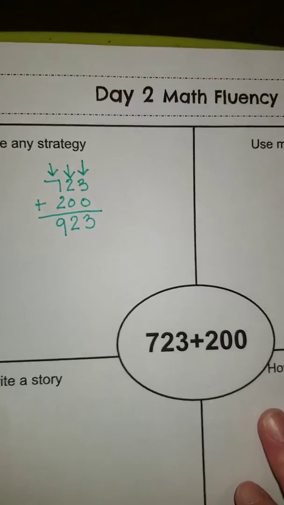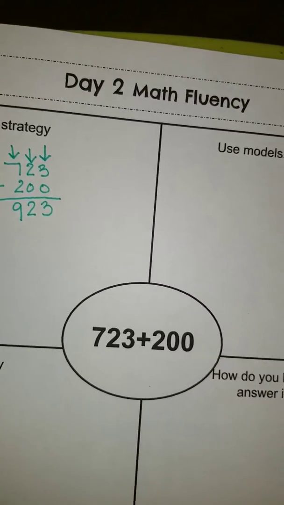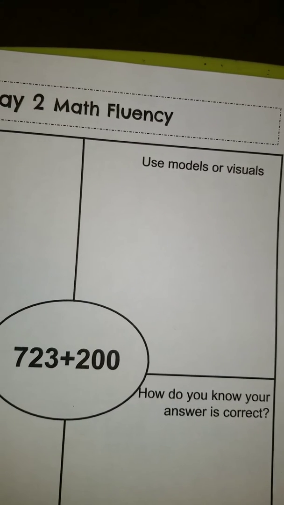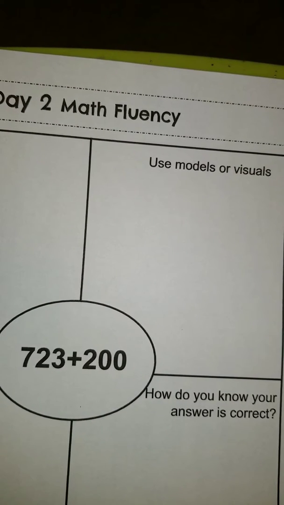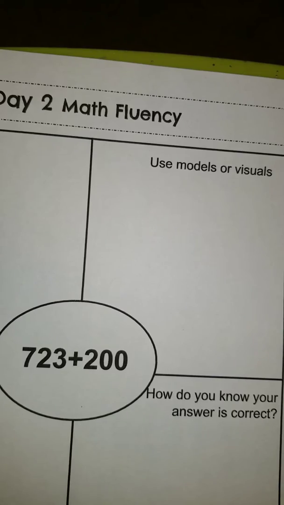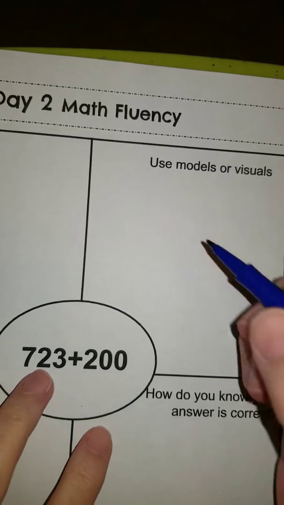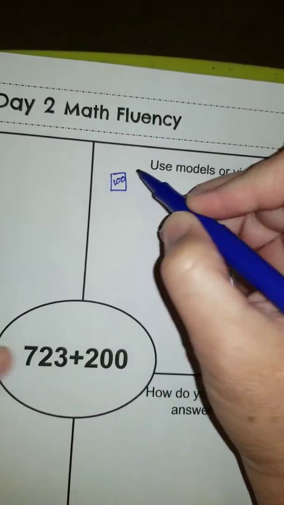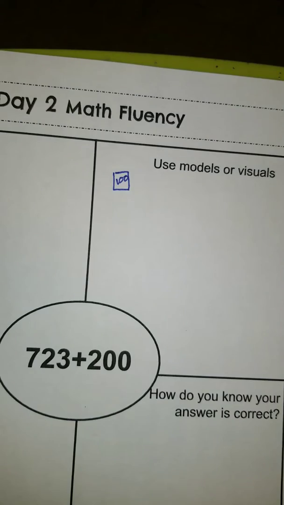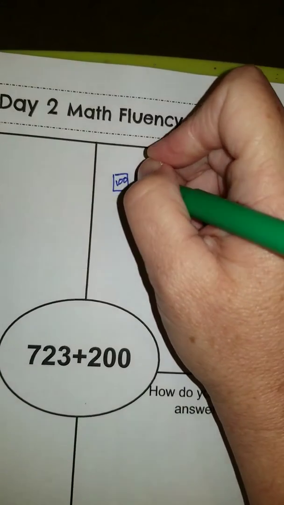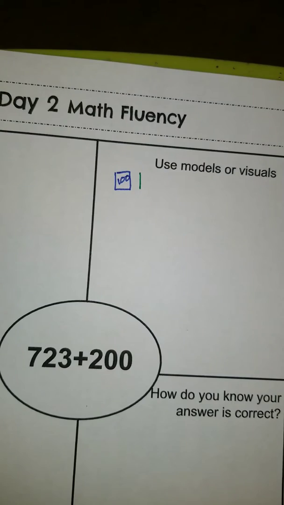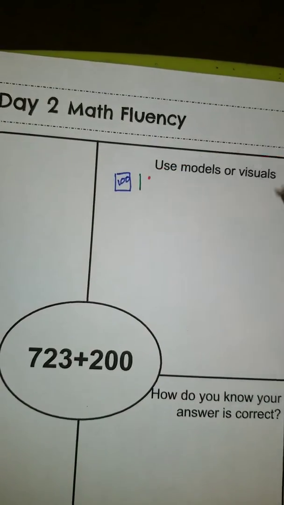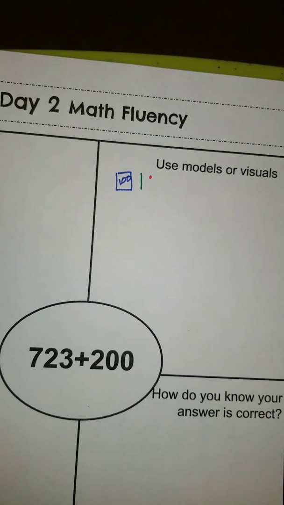Now I need to go over here where it's asking me to use models or visuals. So I'm going to go ahead and do that now. Using models or visuals, I'm going to go ahead and use drawings of base 10 blocks. This being 100 and this being a 10, and then these being ones. Okay, I'm going to start with the number 723.